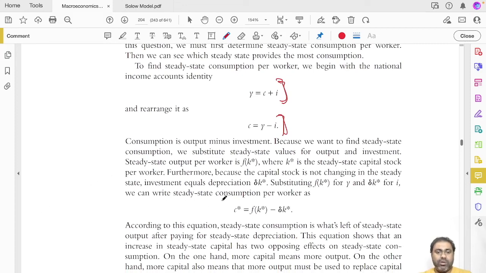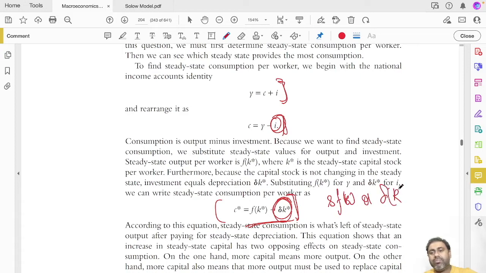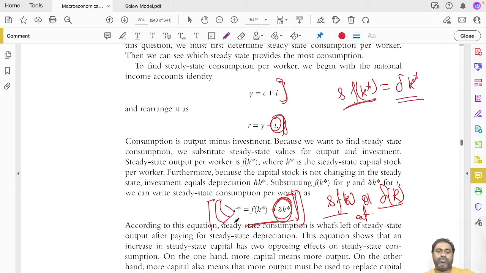Okay, so simply what has happened is that we have substituted the different values, and in place of I, why have we written this? Because we can write it in terms of s f k, or we can write delta k. Why? Because at steady state, both are the same thing. We have already seen that at steady state, s f k star is equivalent to delta k star. So we can write either this or this. So this is what has happened.